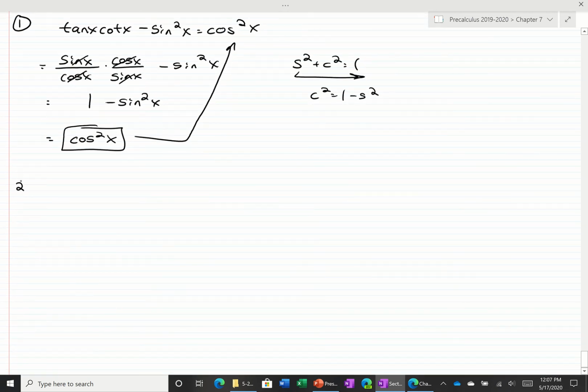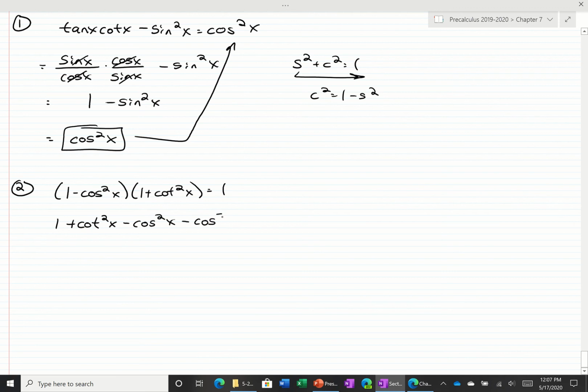For problem number 2, we have 1 minus cosine squared of x times 1 plus cotangent squared of x is equal to 1. So, let's just multiply it out and see what happens. We get 1 plus cotangent squared of x minus cosine squared of x minus cosine squared of x times cotangent squared of x. I'll get everything to sines and cosines.